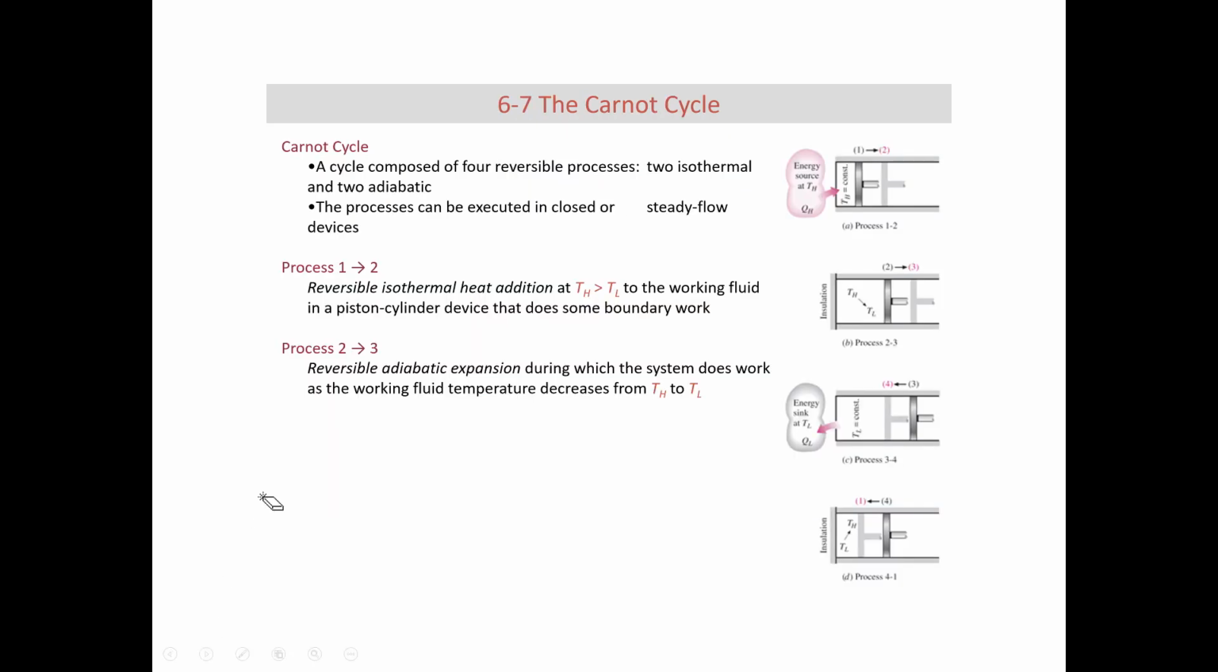Let's look at a Carnot cycle. A cycle composed of 4 reversible processes is a Carnot cycle. 2 of them are isothermal, and 2 of them are adiabatic. The processes can be executed in closed or steady flow devices. So let's look at the first process. This would be process 1 to 2: reversible, isothermal heat addition.